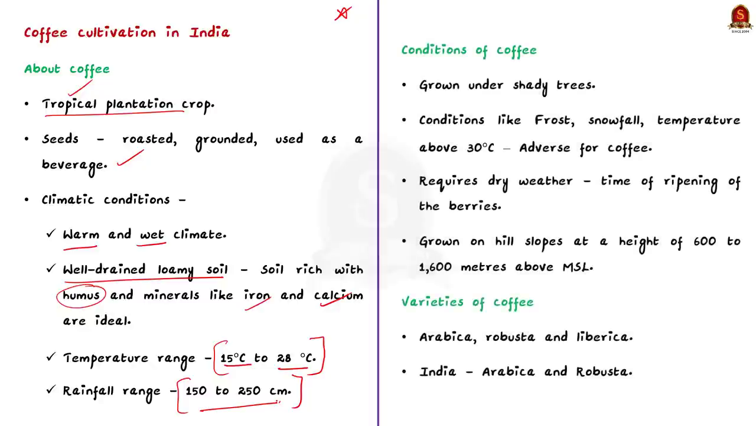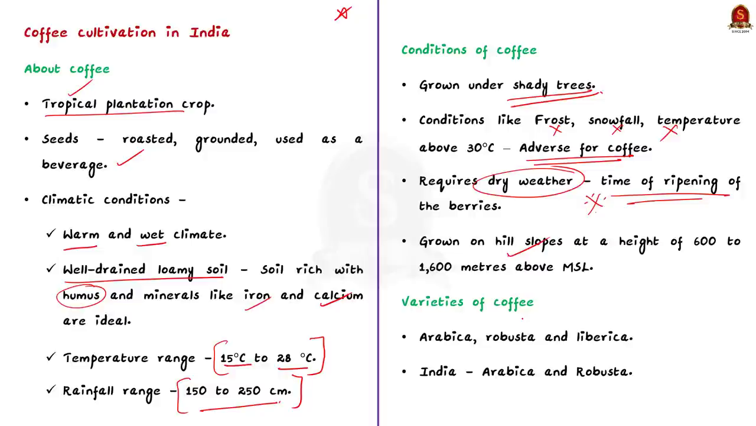Coffee is generally grown under shady trees. Conditions like frost, snowfall, and temperature above 30 degrees Celsius are not good for coffee growth. Moreover, coffee requires dry weather at the time of ripening of berries. Actually, coffee is grown on hill slopes at a height of 600 to 1600 meters above mean sea level. So these are the basics of coffee plantation.